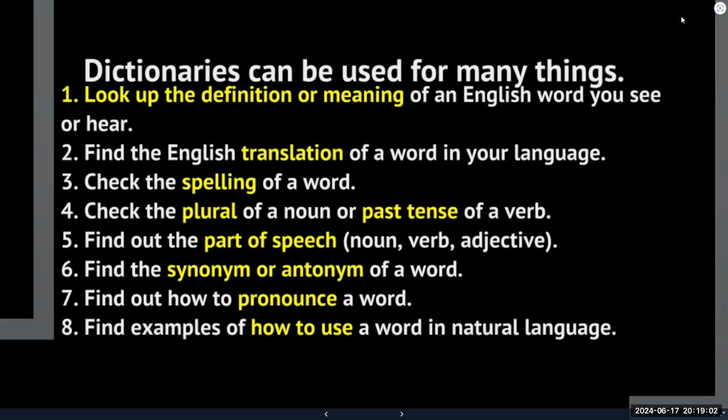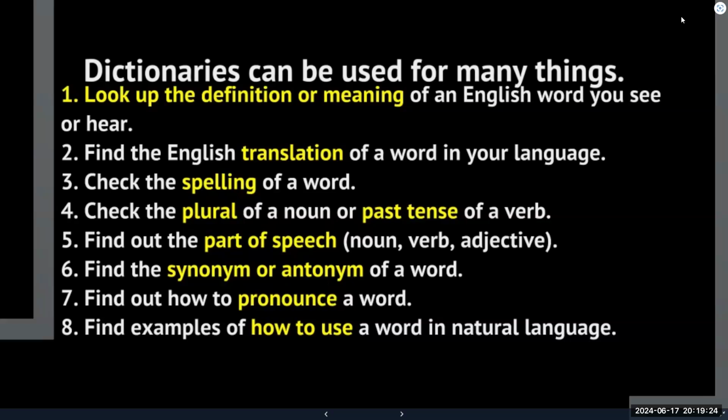You can also find out what part of speech. So for example, is it a noun? Is it a verb? Is it an adjective? Is it an adverb? And what these things do when you find them is that it helps you understand how the word functions in a sentence.